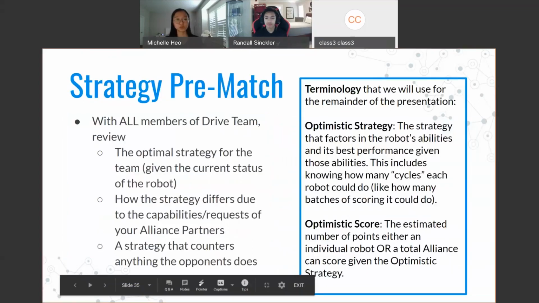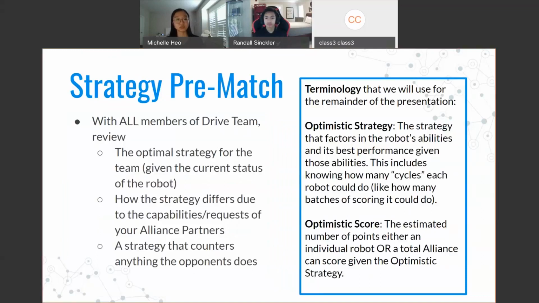So here are some terms we'll be using for the remainder of the presentation. The first is the optimistic strategy, and this is the strategy that factors in the robot's abilities and its best performance given those abilities. This includes how many cycles each robot could do, like how many batches of scoring. An example of a cycle is like FRC 2019, where a robot could do like 4 hatch panels and 3 cargo pods per match.